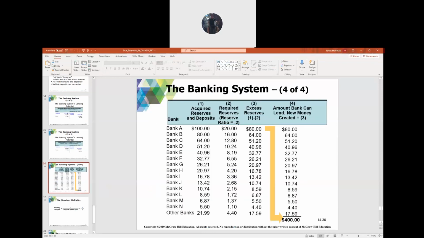Okay, so here we go. This is a good slide. It shows you very clearly how new money at one bank creates a multiple if you look at the other banks. So here's the idea. Here are the banks. Let's start here with Bank A.